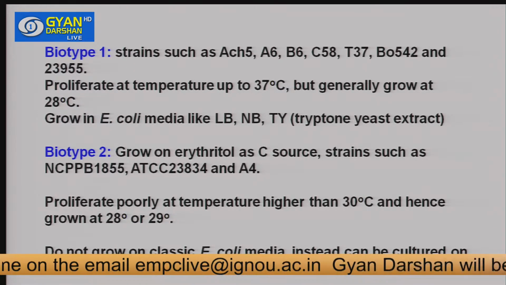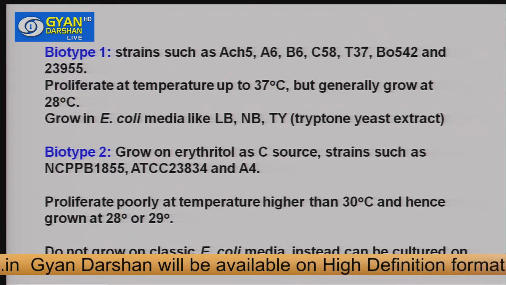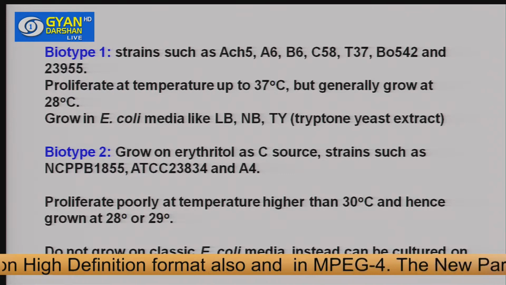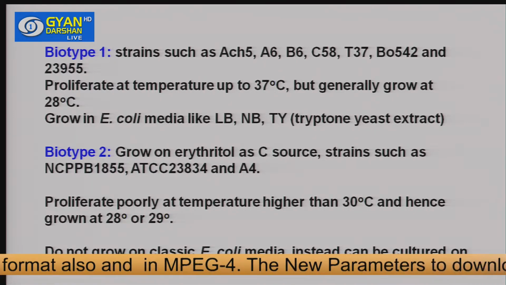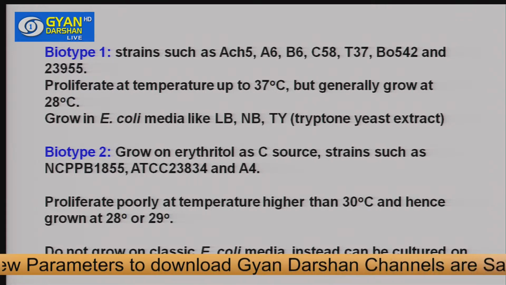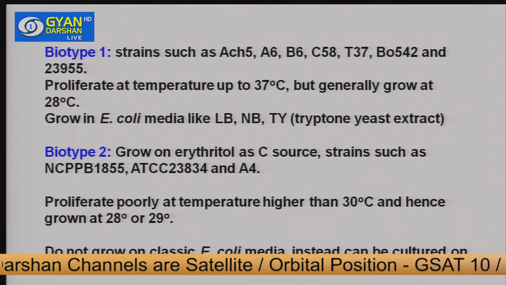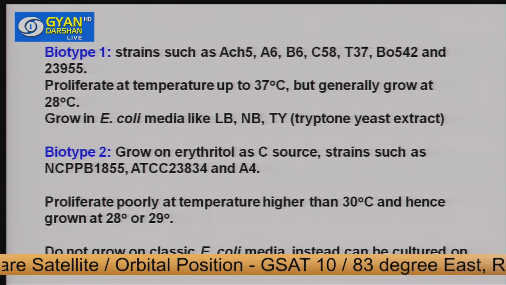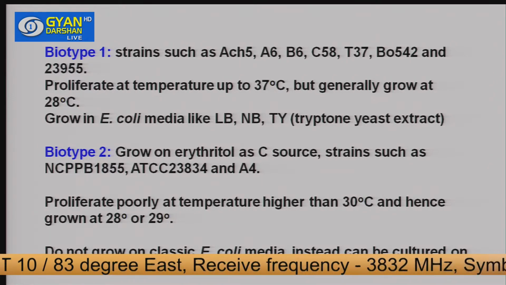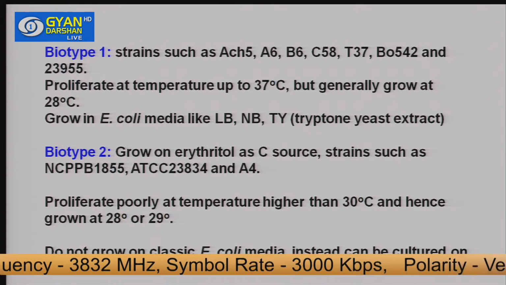Before I begin the Agrobacterium tumefaciens biology, we categorize Agrobacterium tumefaciens strains into two groups, biotype 1 and biotype 2. Biotype 1 includes certain strains like ACH5, B6, T37 and so on. These strains normally grow up to 37 degrees centigrade, but normally they grow at 28 degrees centigrade. Even if you raise the temperature, they might tolerate up to 37 but not beyond that. But when you are culturing them in the laboratory, you preferably culture them at 28 degrees centigrade.